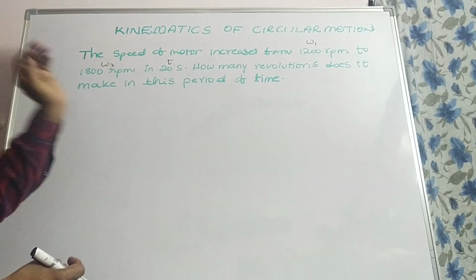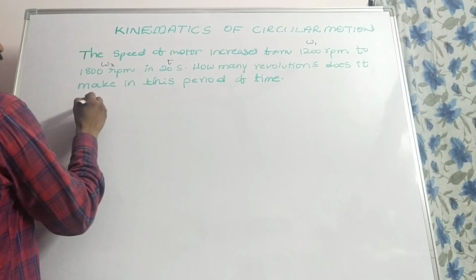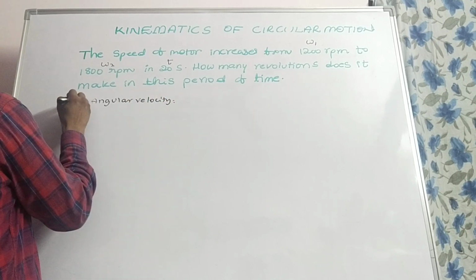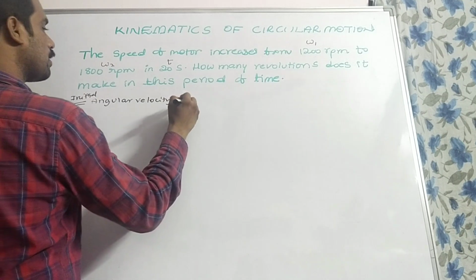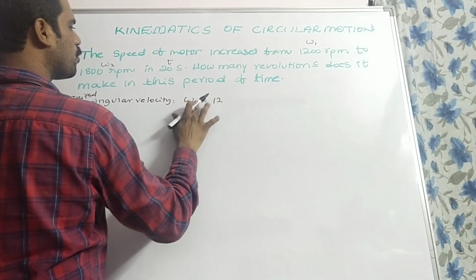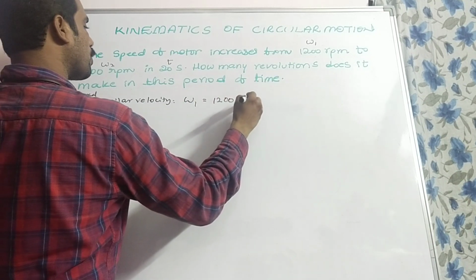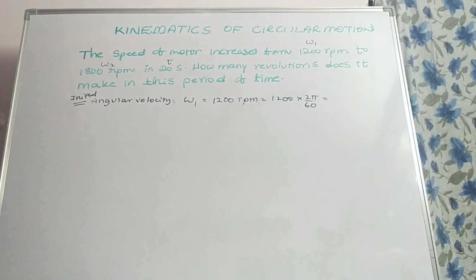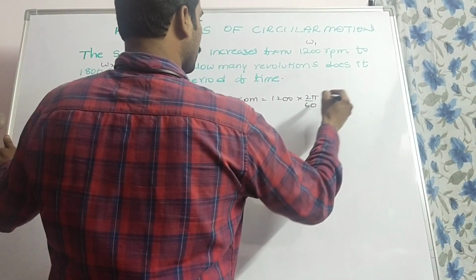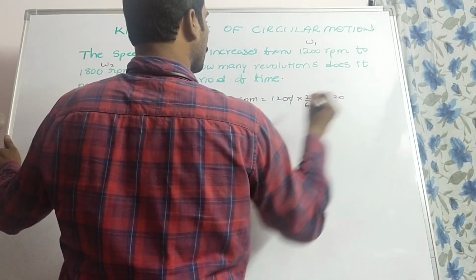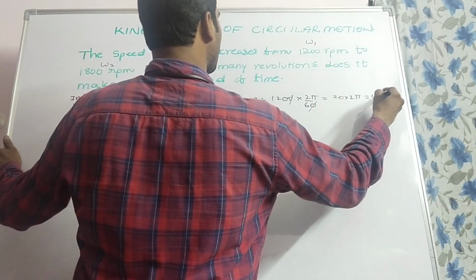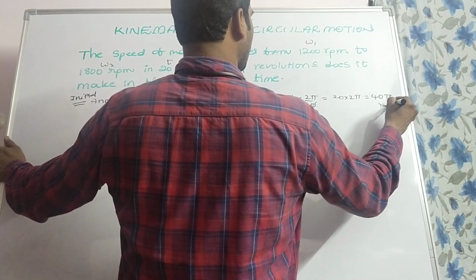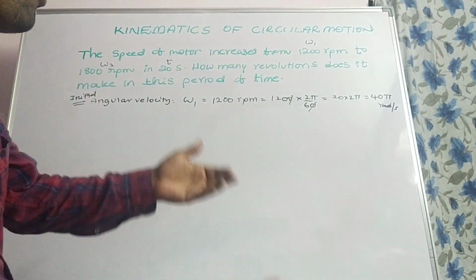For that, first of all we have to find alpha. So first, the initial angular velocity, omega 1, is equal to 1200 rotations per minute, that is equal to 1200 into 2 pi by 60, that is equal to 20 into 2 pi, that is equal to 40 pi radian per second. We are converting from rotations per minute to radian per second.